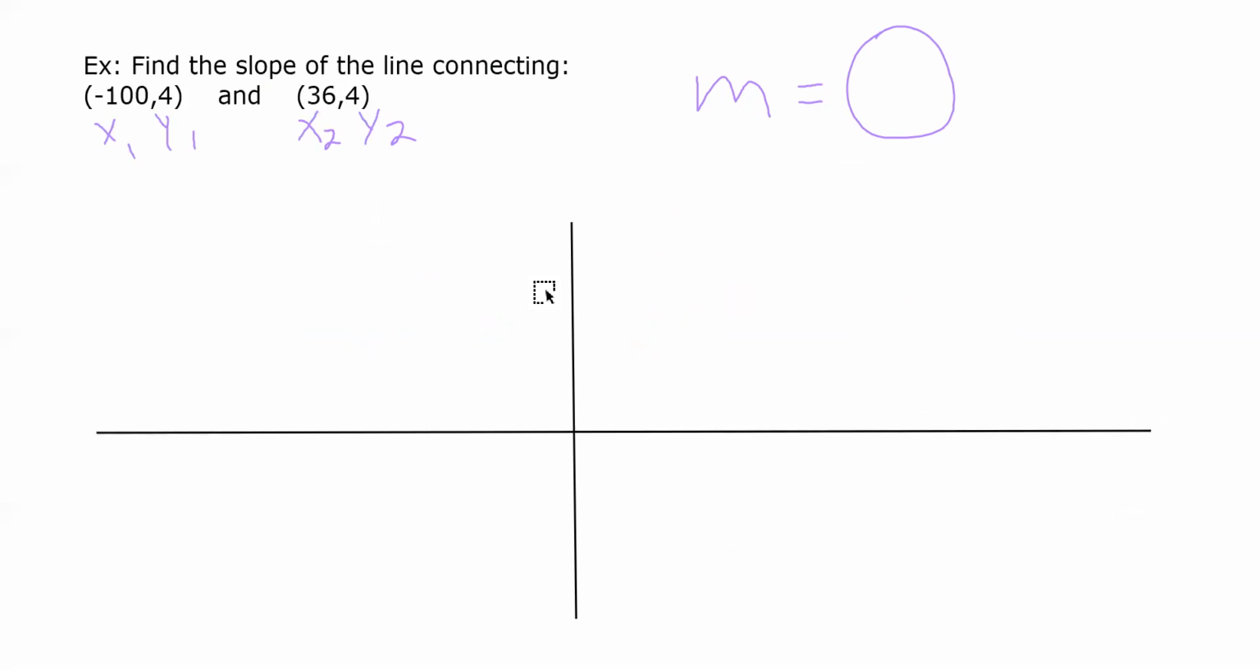Literally in that case, right? Let's say we have our 2 points. We have negative 100 comma 4. So it's a very large, very extreme x value along the negative side. And let's say it's that point there. I'll even label it. That is the coordinate negative 100 comma 4. 36 comma 4 would be like over here. Something like that. And that's the point 36 comma 4.